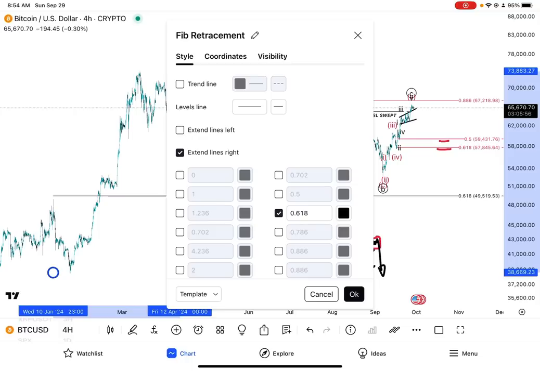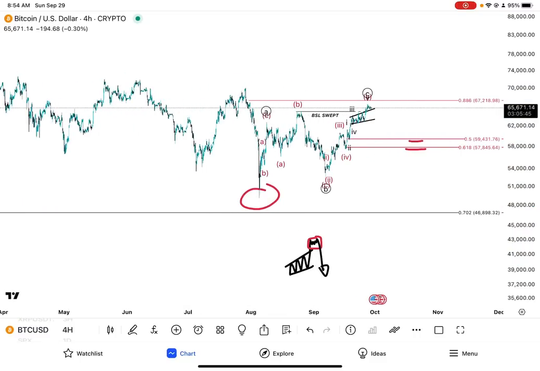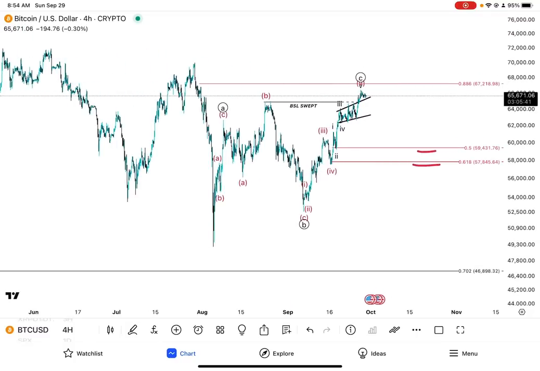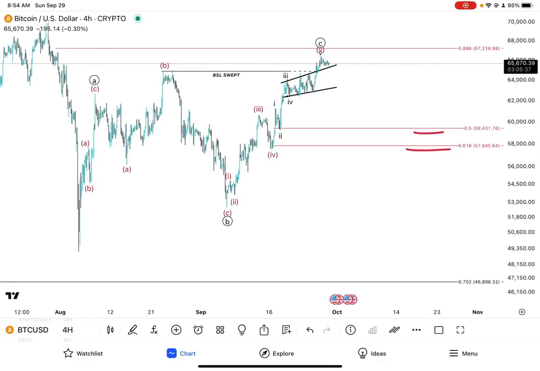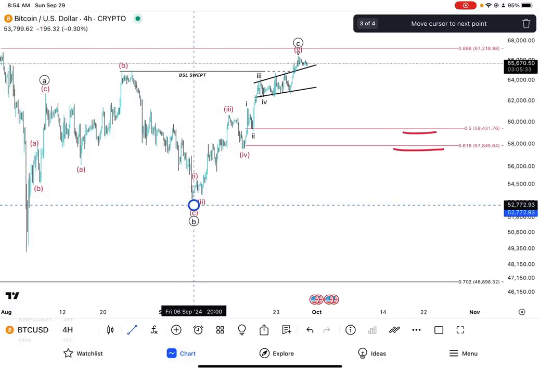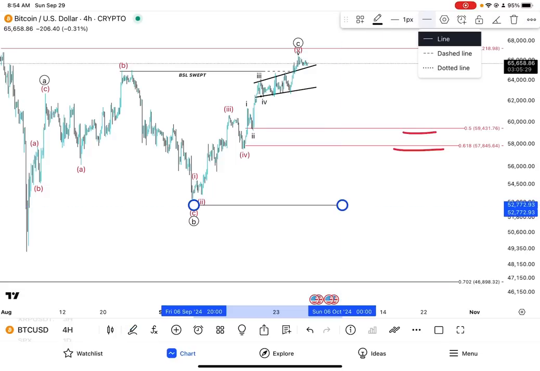If you go below 57,845, then it's likely we'll come down towards the 702 at 46,898 and sweep the lows one more time before we continue higher. And it would look something like this. So this is your low right over here. It's a major psychological low.